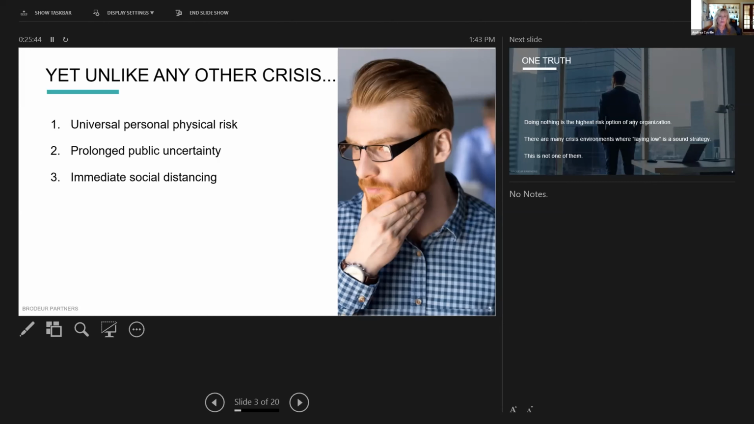But what's really different this time around, and we're all seeing this as we're in week 6 or so of this situation, is that unlike any other crisis or environment to communicate a brand experience in, you've got this overarching universal personal physical risk where people are anxious. It is a state of existence for a lot of people. There's distractions, yes. There's work for some of us, and there's a lot of us that don't have work right now. There is a prolonged public uncertainty because there's such a vast array of information and sources.